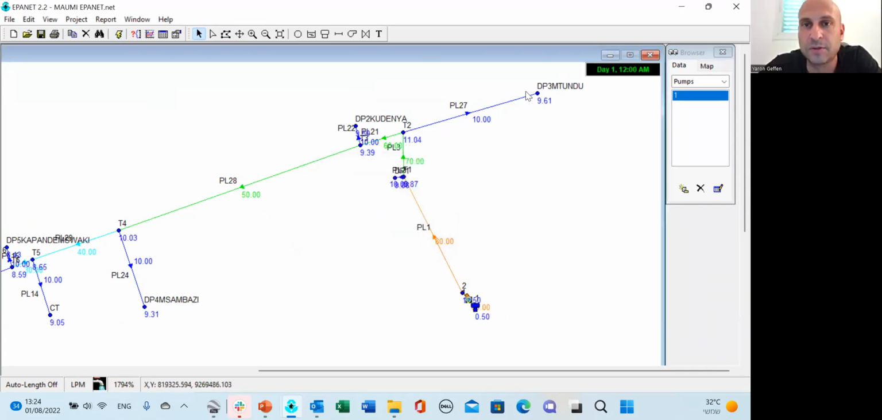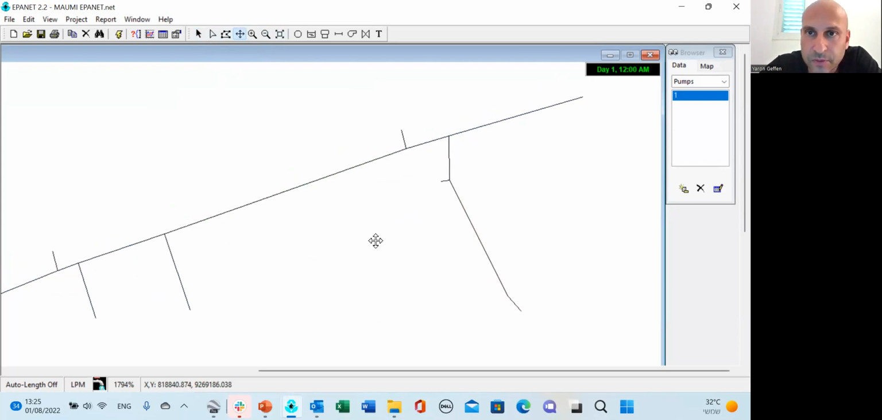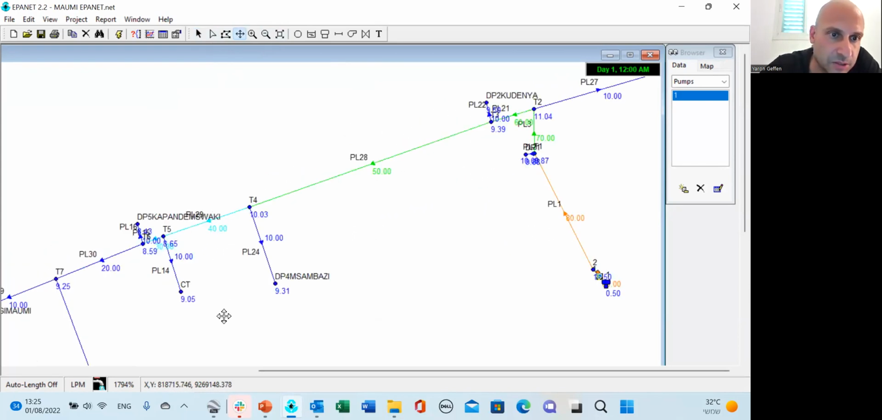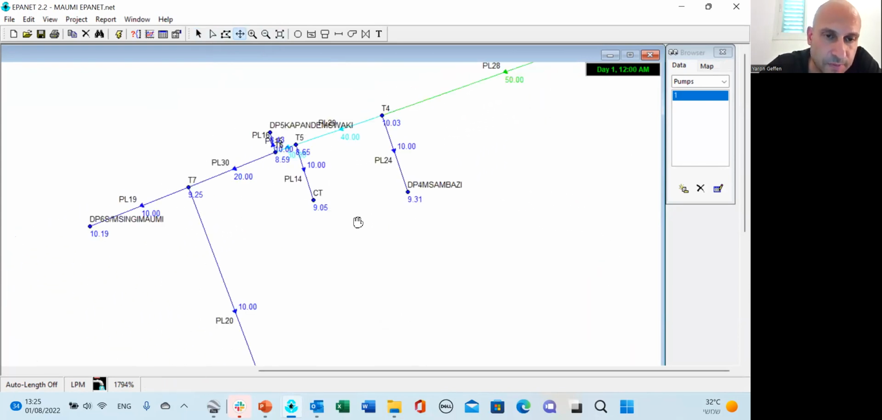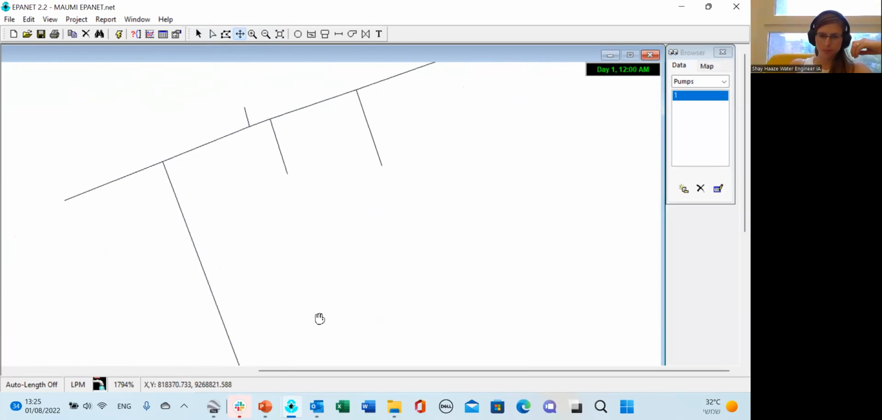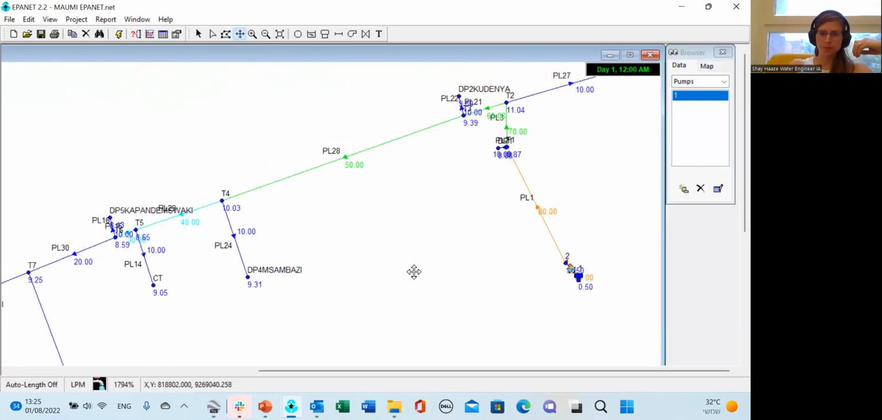Run is successful, and we have here the towerless design, and we can see that the pressure in all the distribution points, in all tap stands, is okay. It's above 3 meters. So this is about it. Any questions?